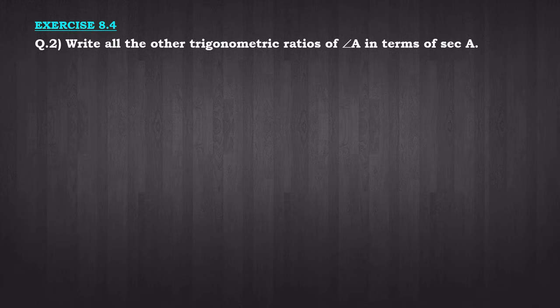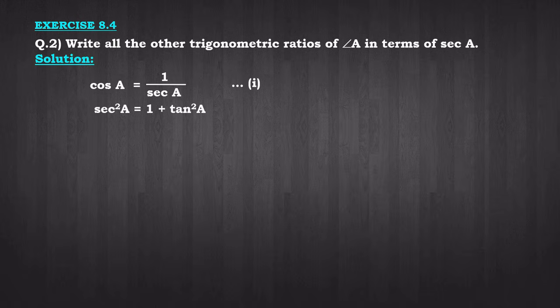Now, let us solve question 2 from exercise 8.4. The question says, write all the other trigonometric ratios of angle A in terms of secant A. Let us solve it step by step. First, we know that cosine A is equal to 1 upon secant A. This is equation 1.